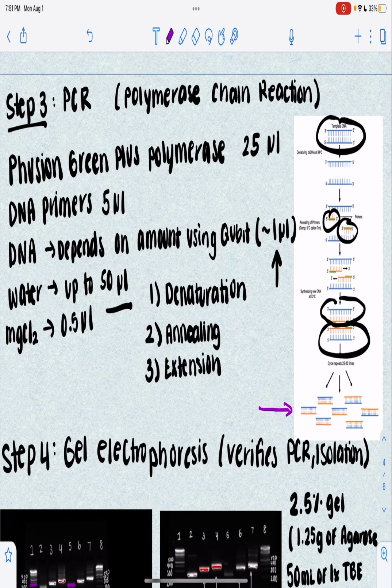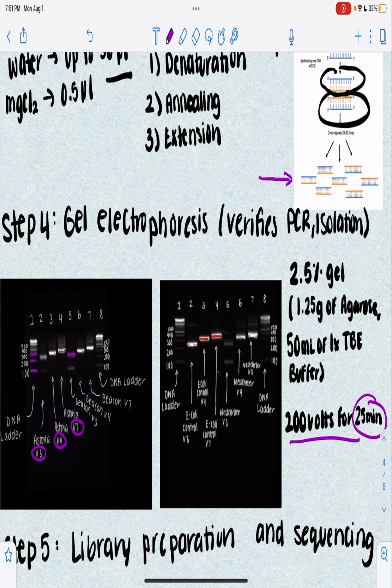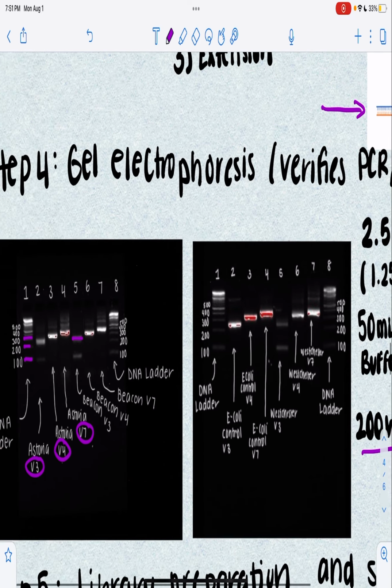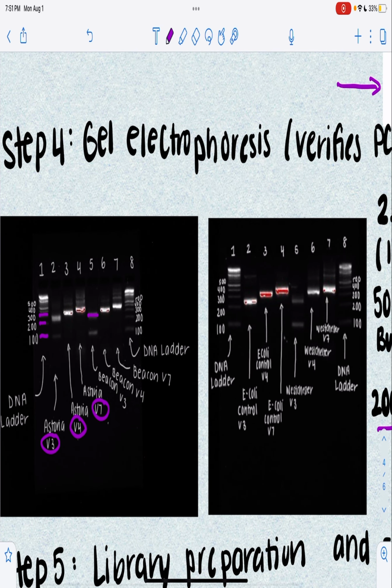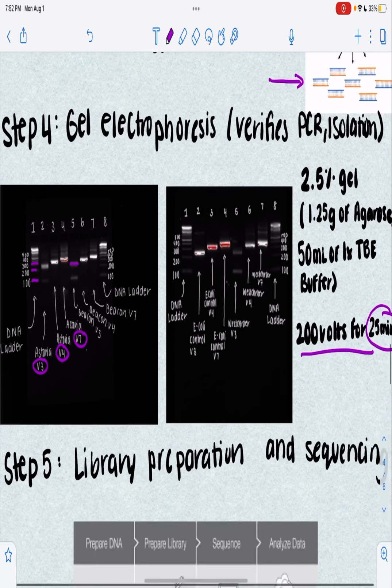And from there, we're going to run a gel. The reason why we run the gel is to make sure that the DNA is in the proper region, it's the proper length, and that we did isolate our DNA correctly. So we match up the bands, or essentially the lines that you're going to see on the gel, with the DNA ladder, which allows us to see how many base pairs there are and to make sure that everything has gone smoothly.